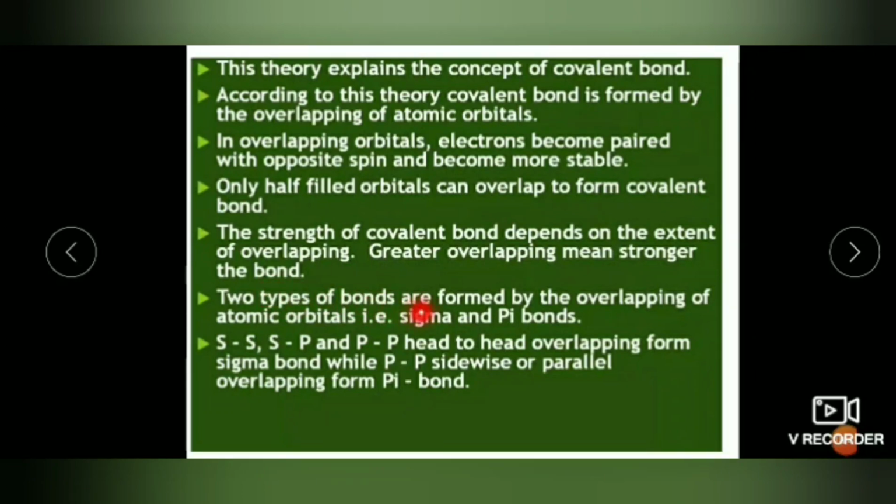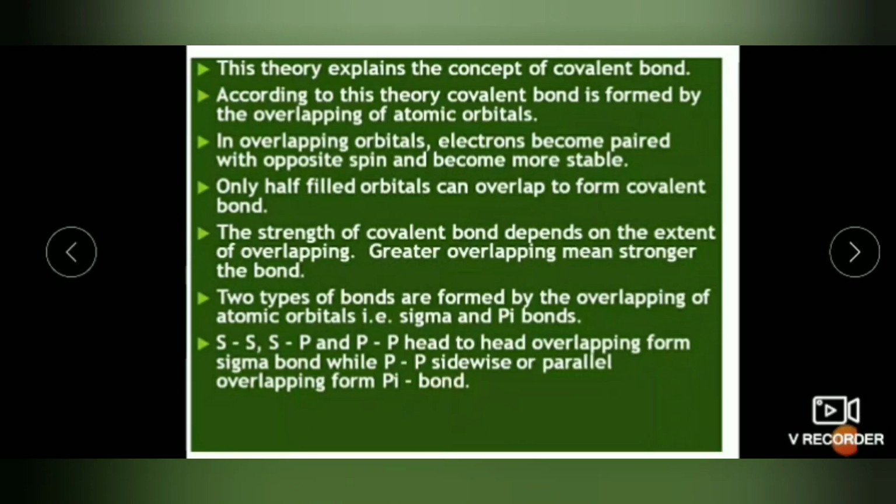Two types of bonds are formed by overlapping of atomic orbitals, that is sigma and pi bonds. There are two types of overlapping in atomic orbitals, one is the sigma bond and one is the pi bond. How many types of overlap are there? s-s overlap, s-p overlap, p-p overlap. s-s and s-p we call head-on overlapping, which forms a sigma bond, while p-p overlap, or side overlap or parallel overlapping, we call a pi bond.